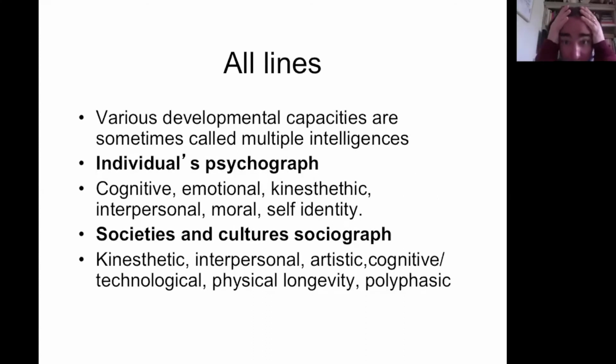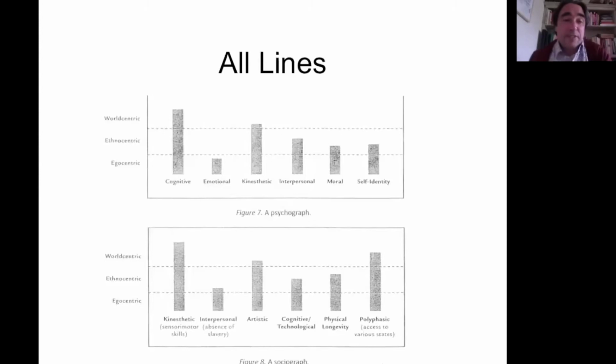Various developmental capacities are sometimes called multiple intelligences. So an individual psychograph will be made up of, just for example, there's more to it than this, cognitive, emotional, kinesthetic, interpersonal, moral, and self-identity. And then there's a sociograph as well, which is about societies and cultures. That will also have kinesthetic and interpersonal, artistic, cognitive, technological, physical longevity, and polyphasic. So that would look like this.